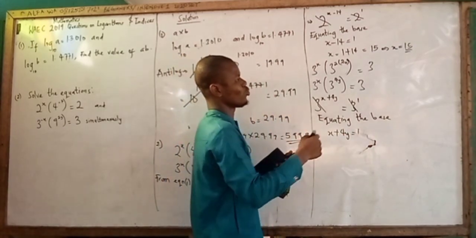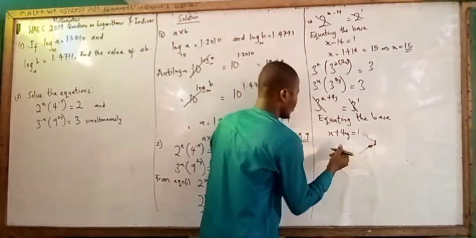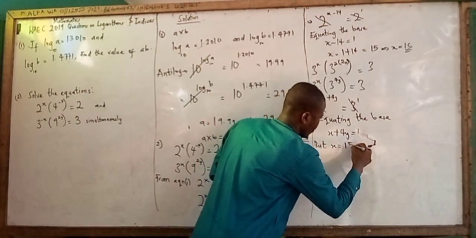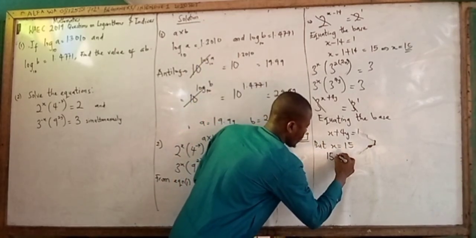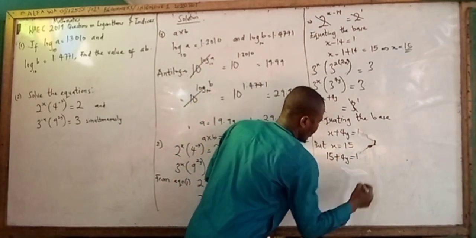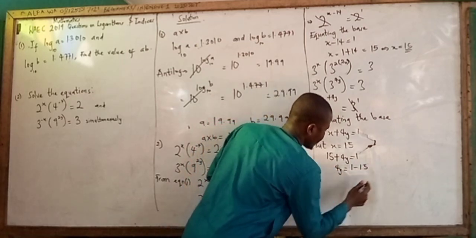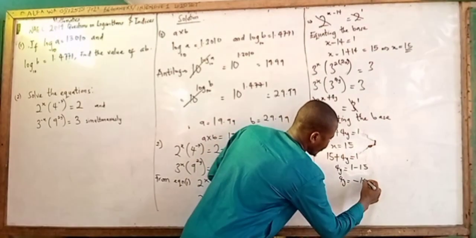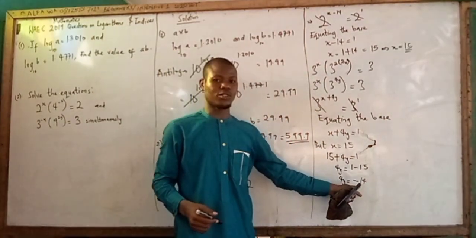But our x is equal to 15. So we can substitute the value of x in this equation. So we will now put x in this equation, we're going to have 15 plus 4y is equal to 1. So 4y is equal to 1 minus 15. 4y is equal to minus 14.